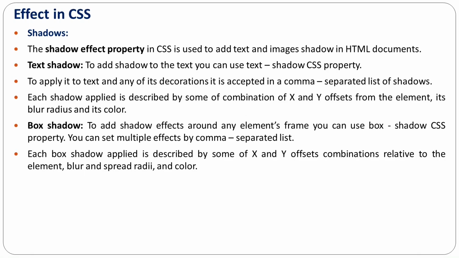Box shadow. To add shadow effects around any element's frame, you can use the box shadow CSS property. You can set multiple effects by a comma separated list. Each box shadow applied is described by x and y offsets relative to the element, blur and spread radius and color.